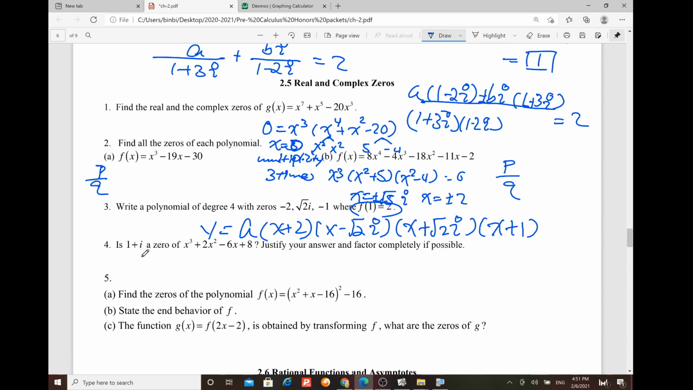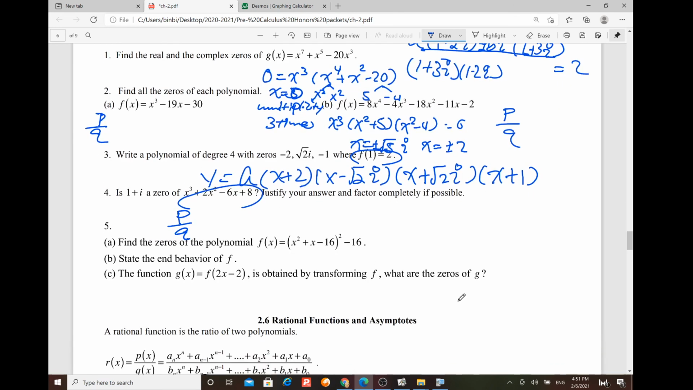So is 1 plus i a zero of x cubed plus 2x squared minus 6x plus 8? Justify your answer and factor completely if possible. So try to use that p over q first. So just find out all the zeros. If this one is one of the zeros, then it is. If it's something else, then obviously it's not. So using that p over q to find all the rational zeros. And then once you get a rational zero, you'll be reducing down to a quadratic for this polynomial, and then from there, find the complex roots.